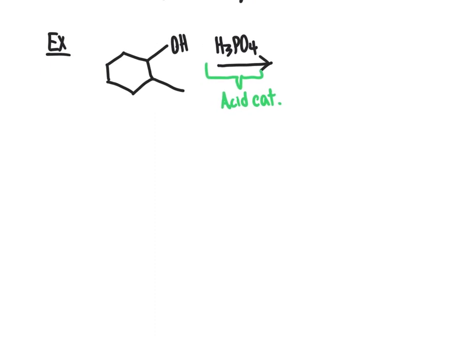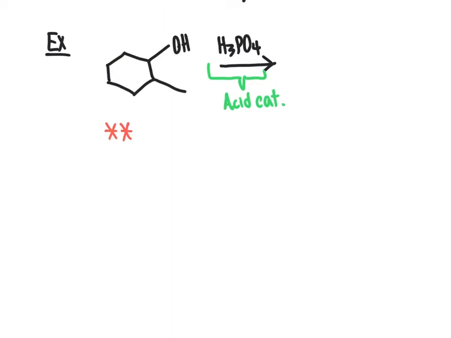So let's take a look at the mechanism for this reaction. And what I want you to know and become aware of from here on out is that if you see an acid starting material in the reaction, generally what's going to happen in the very first step of the mechanism is that the other reactant is going to pick up a proton. The other reactant, we could say, is protonated.